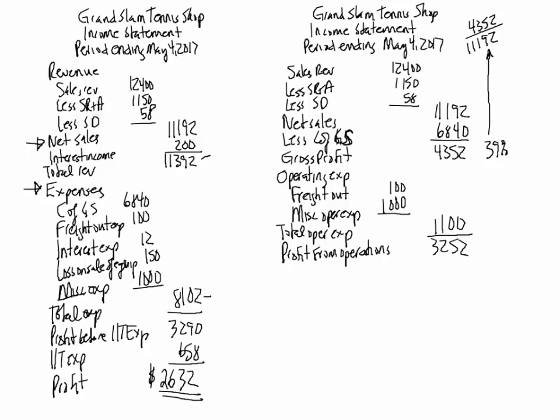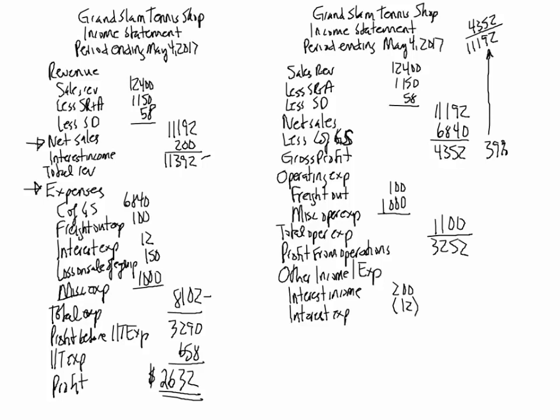I have an other income/expenses section. And that's where I put things like interest income of $200. I put the interest expense. And because I'm mixing expenses with income, I'll put the expenses in brackets. That's the first time I do that. It's because I'm mixing all these things together, so I've got to put brackets around the things that are expenses and no brackets around the things that are an inflow of income.